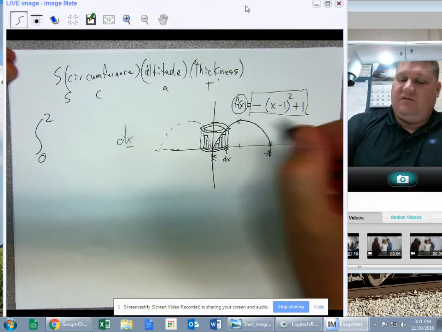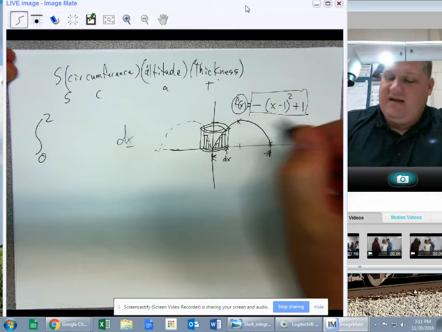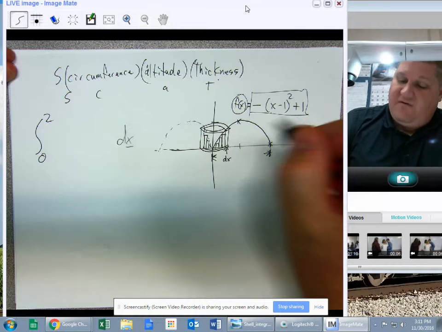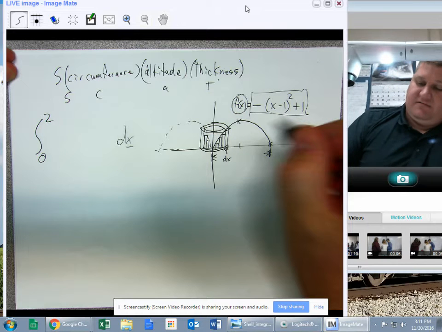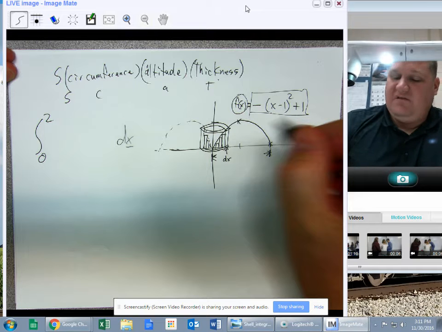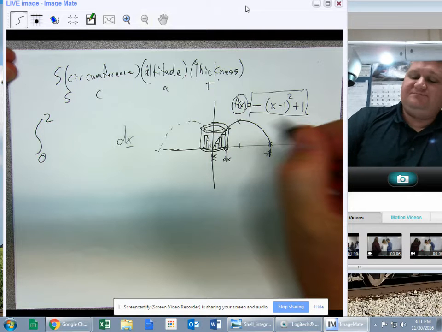And the altitude, well, the altitude is a height. So what's the height of each one of these cylinders? Each one of these cylinders is going to be exactly as tall as the equation. And the way we find that at any given x, we simply plug it into f of x. So f of x is the height or the altitude. Now, that just means we need circumference.